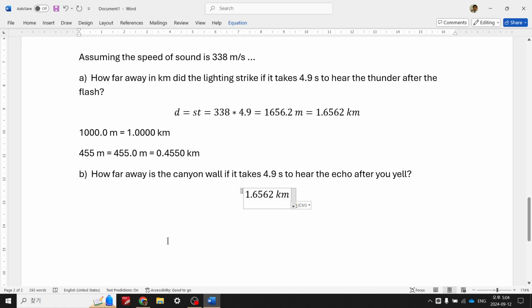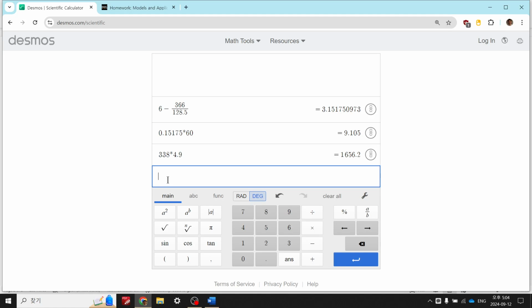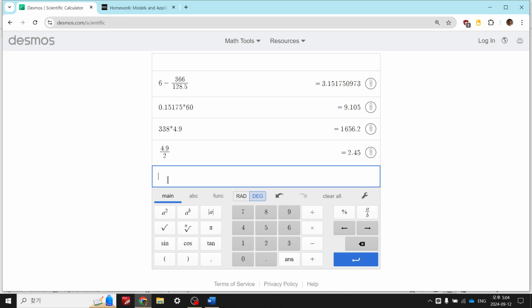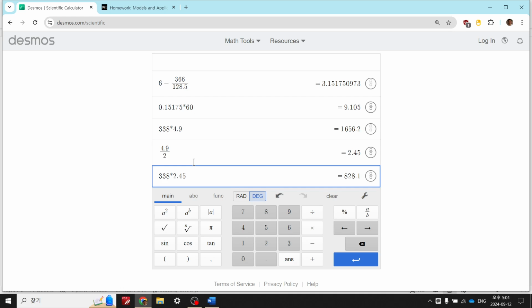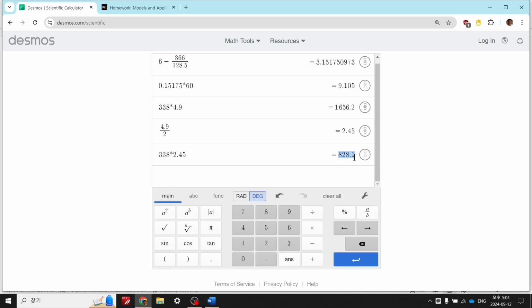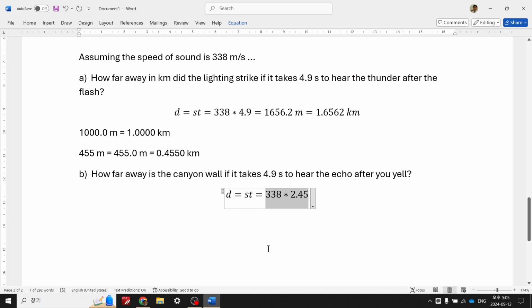So first what you're going to do is you're going to take 4.9 and divide it by 2, which is 2.45, right? So you take that, 2.45, and multiply it by 338. So it will be the same calculation, except that this one will be 2.45. Okay, so now let's put that into the calculator, see what happens. Now it's 828.1 meters. So it's going to be equal to 828.1 meters.